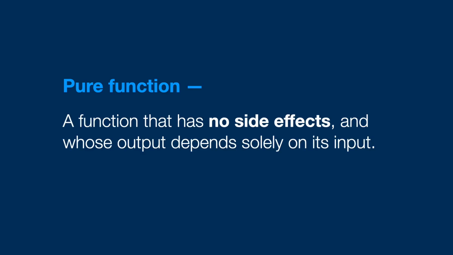Okay, now the next one is pretty interesting, and this one is purity. If you've been writing React for some time, you've probably heard that render functions should be pure. But what does that mean? Well, one way to define a pure function is a function that has no side effects and whose output depends solely on its input. Now, the concepts of side effects and purity apply to programming in general, but for the sake of this video, you can think again of side effects as anything we talked about in the previous section.